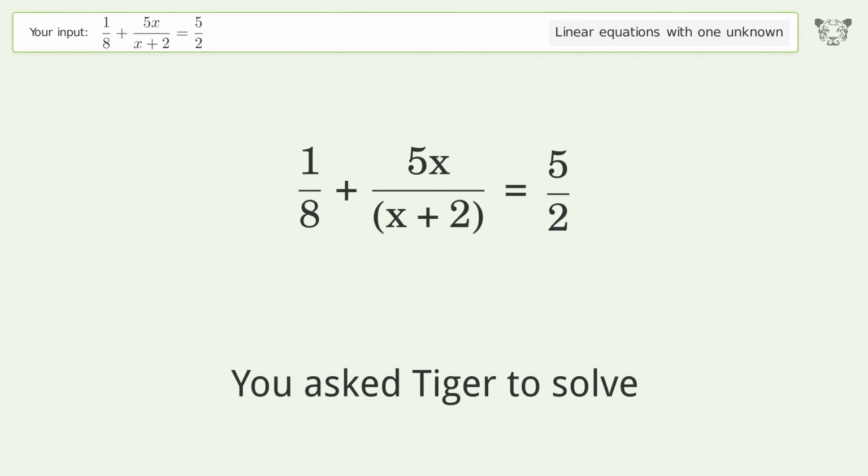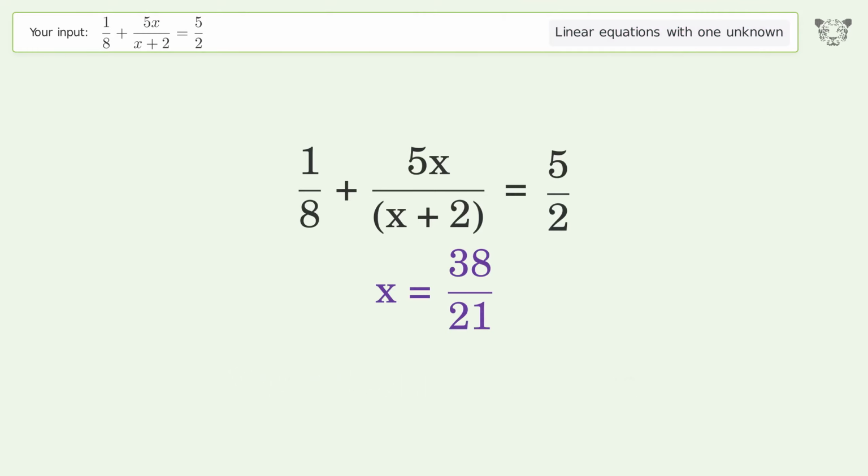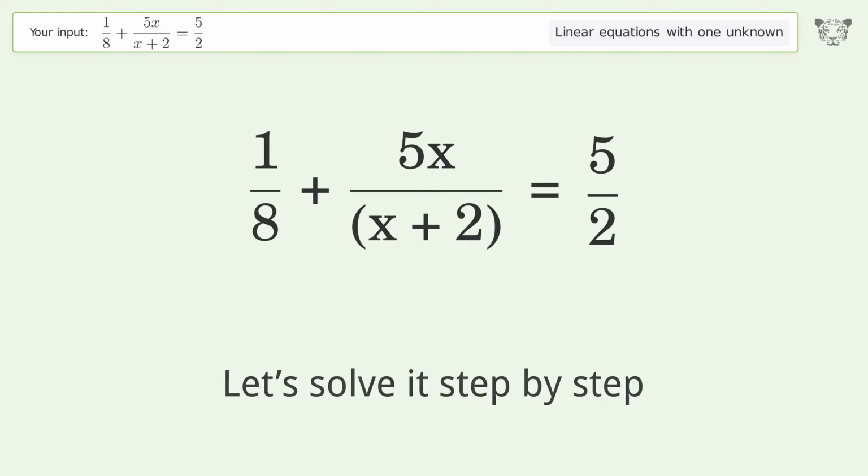You ask Tiger to solve. This deals with linear equations with one unknown. The final result is x equals 38/21. Let's solve it step by step.